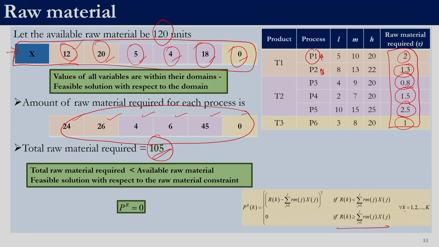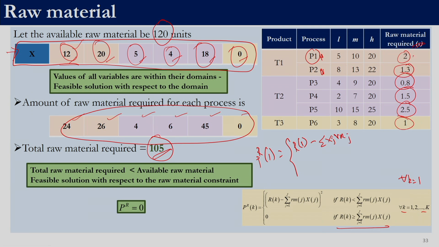So, here K indicates the type of raw material, right. So, in this case for this example we have only one raw material. So, this is for K equal to 1. So, K is equal to just 1. So, wherever you have K you just need to put 1. So, PR of 1 is equal to R of 1 minus summation over J, right. So, summation of Xj into Rmj.